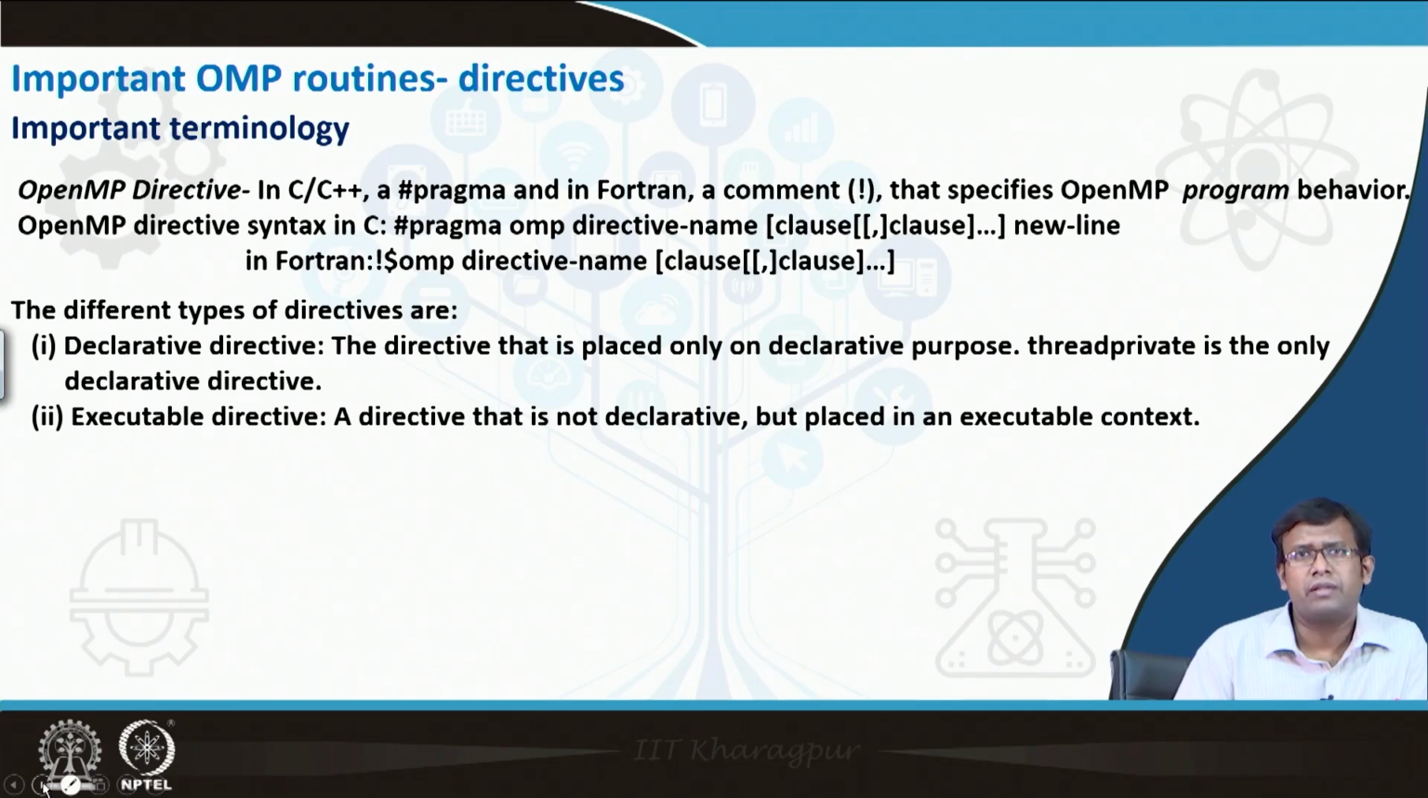An executable directive is a directive that is not declarative but placed in an executable context. So when there is an executable directive, it executes, it does something, and what it does is parallelize the job. It asks multiple threads to work on a certain part of the program in parallel and use the concurrency.